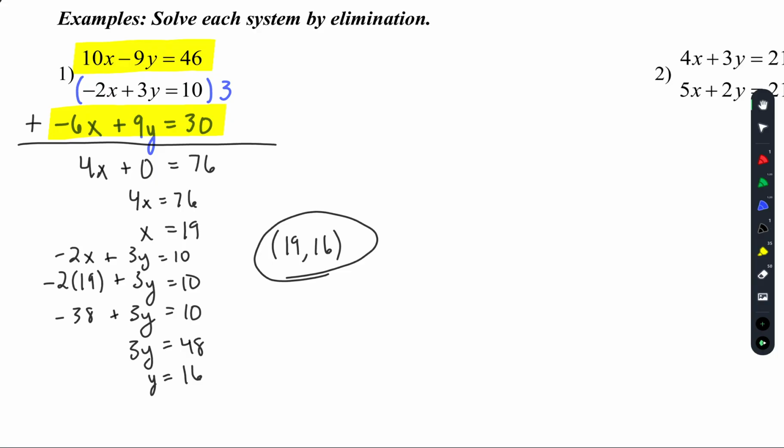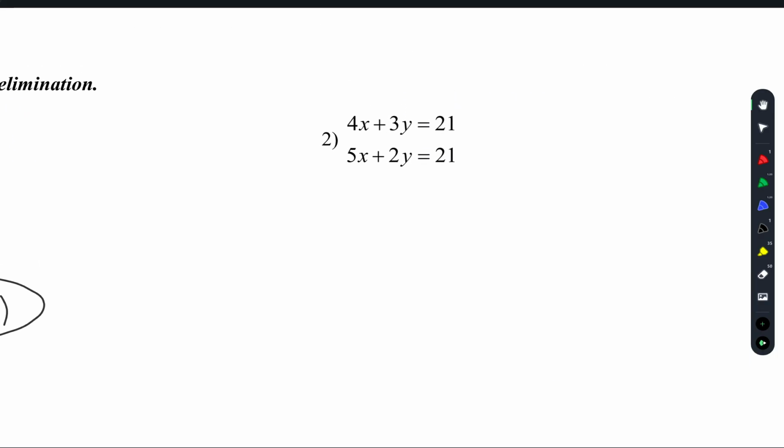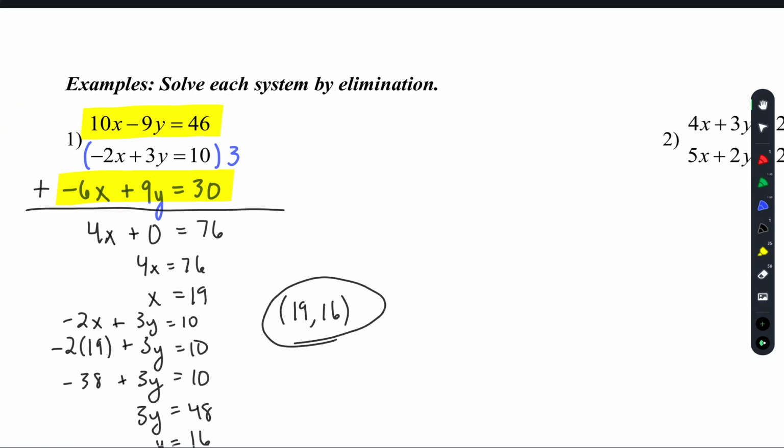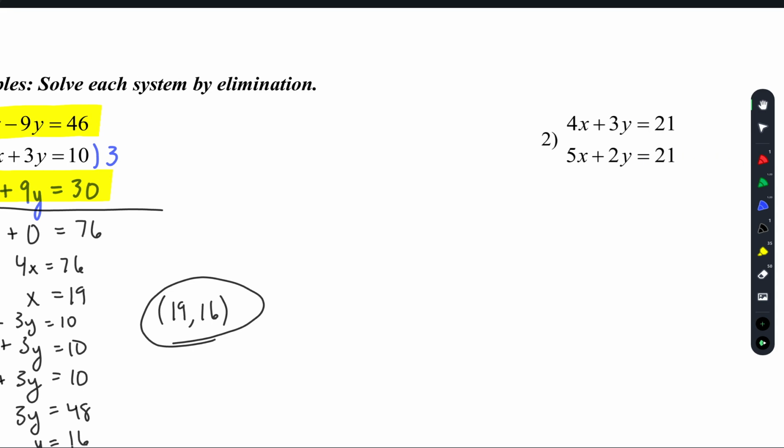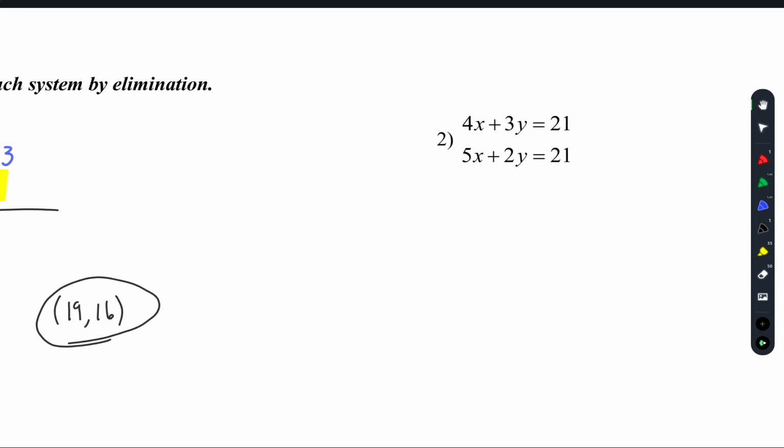Okay, so that one's like an okay one. This is when it gets kind of tricky, these guys. Because the other one, I just needed to mess with the bottom one, because if I multiplied it by 3, I get the positive 9, and I could cancel it right away, whereas with this one, they're all positive, which is super annoying. So then I have to figure out which ones I want to do.